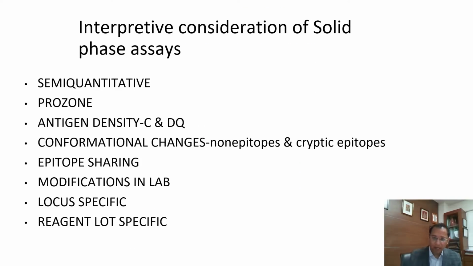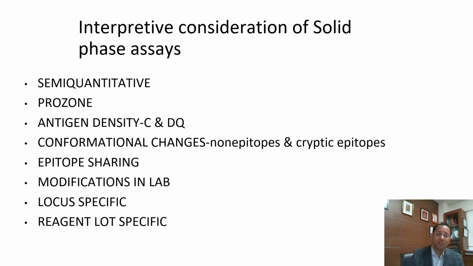So there are many interpretive considerations of solid phase assay. It is a semi-quantitative output. I have discussed the antigen density between the loci may be different. Suppose HLA-C and DQ, which are always underrepresented, because they are polymorphic, but not as polymorphic as HLA-ABC. So you need to keep in mind that the MFI values of HLA-C and DQ may be lesser than the other alleles. Then there may be conformational change. Like I said, there are cryptic epitopes, and we had published a paper on the same. Epitope sharing we have discussed.